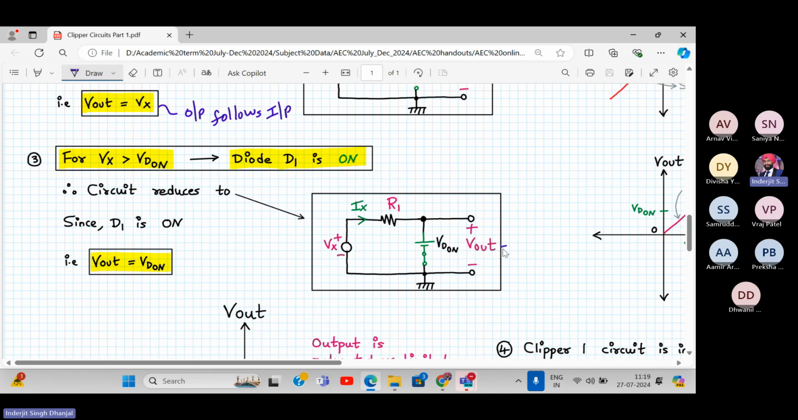The output voltage will be the same as this Vd on because they are in parallel. And this will be Vd on. Later on, we can substitute that Vd on is equal to 0.7. That is for later. But initially, this is the picture.